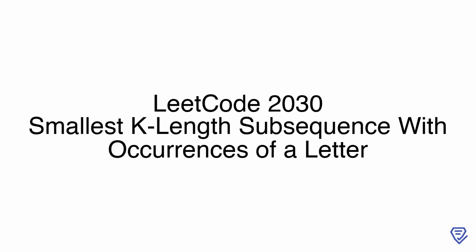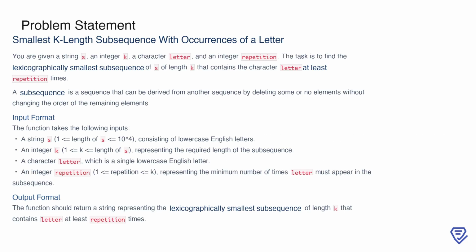Let's get started. The problem asks us to find the lexicographically smallest subsequence of a given string S, with a fixed length k. This subsequence must include a specified character, letter, at least repetition times. A subsequence is formed by removing some or no characters from a string while preserving the order of the remaining characters. For example, from the string ABC, AC is a valid subsequence.